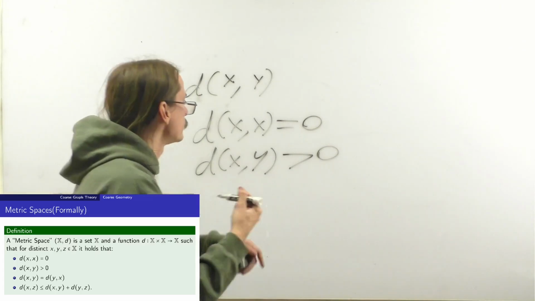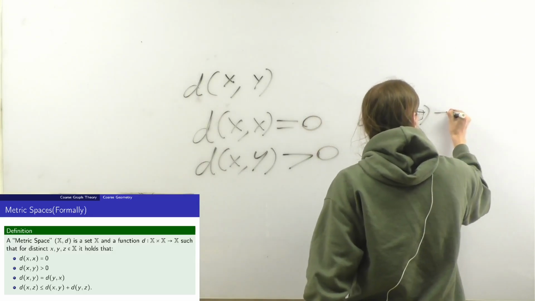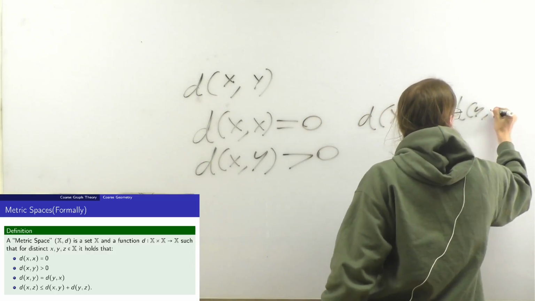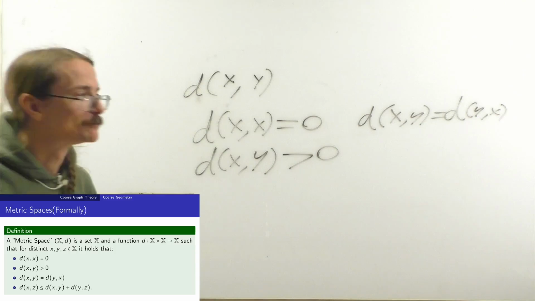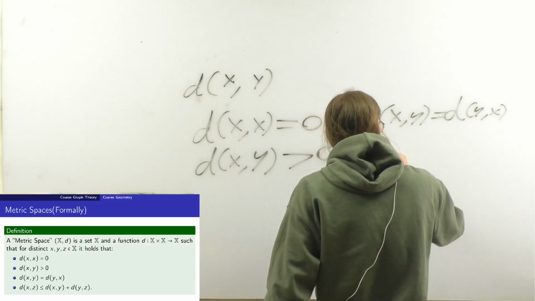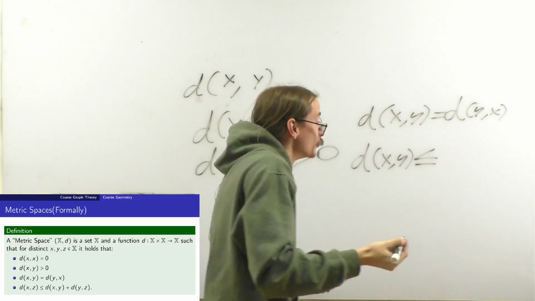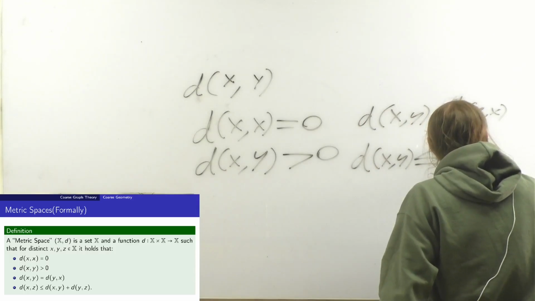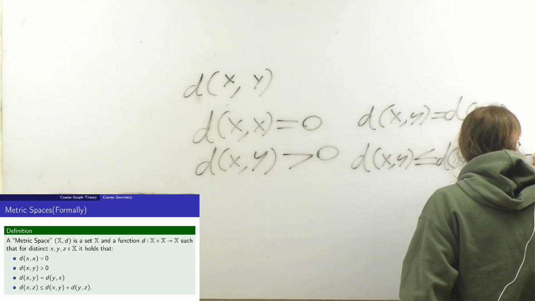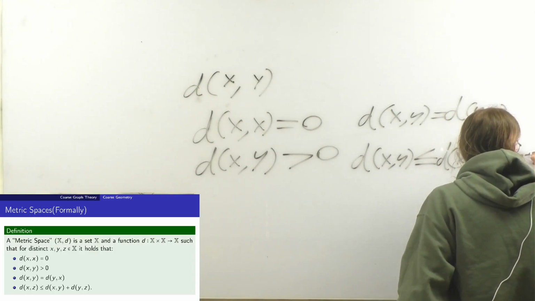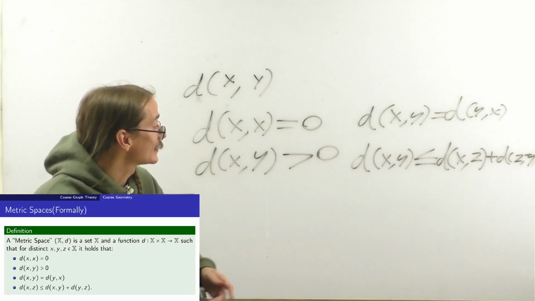The distance going forward had better be the same as going backward. So distance going from x to y had better be the same as the distance going from y to x. And then shortcutting it with a detour, distance from x to y had better be shorter than, or possibly equal to, the distance from x to z plus the distance from z to y. Okay, and now we've actually justified the triangle inequality. That is what we call this.